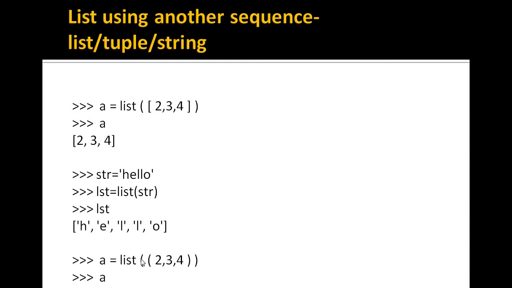And then you can also pass a tuple inside the list function. A, 2, 3, 4 is a tuple because you can see here they are enclosed inside parenthesis, which is actually an immutable data type. So the list function will convert this immutable data type into list values. Now list will have A, 2, 3, 4.